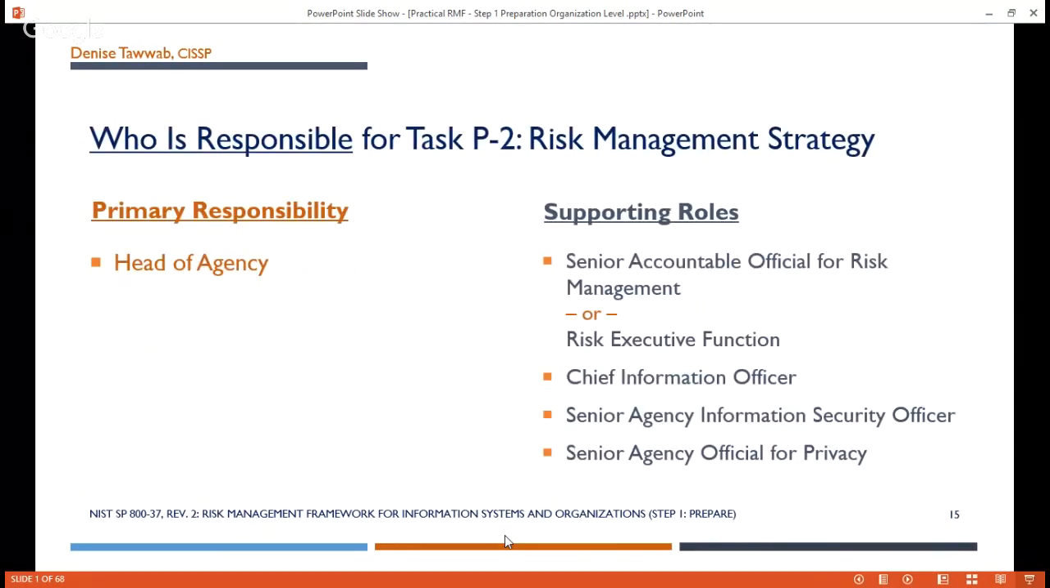The primary responsibility for this task belongs to the head of your organization, the CEO, or the head of the agency if we're talking about a federal organization. Again, supporting roles played by the risk executive function, the chief information officer, the chief security officer, and the chief privacy officer.